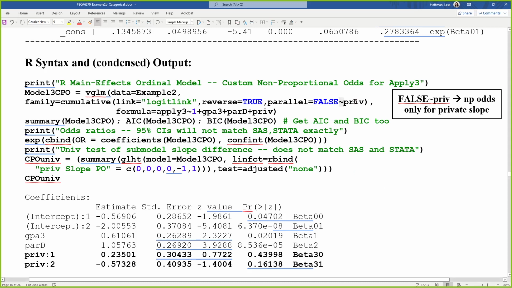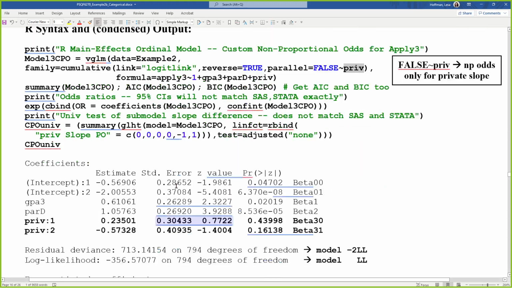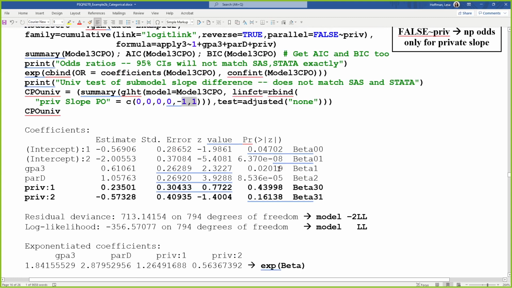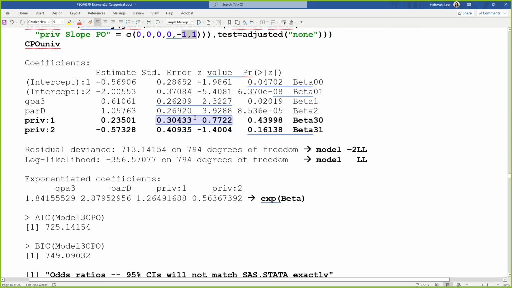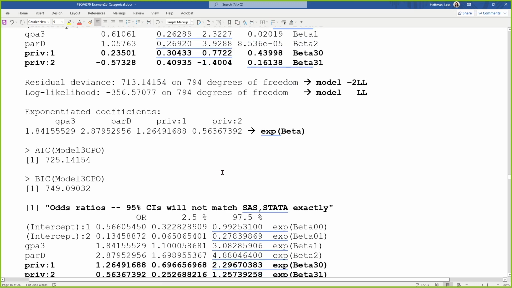So then I listed that variable as the one that I want to have separate slopes. And I can still test whether or not those slopes are different within the same linear combination procedure. And there we have it.